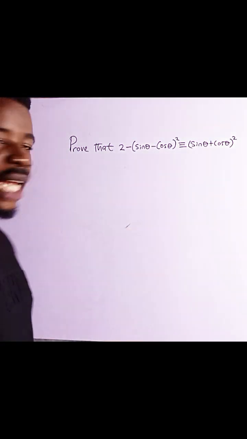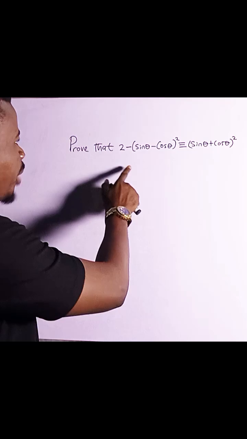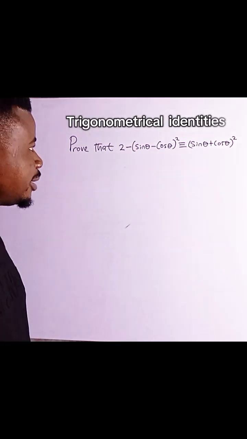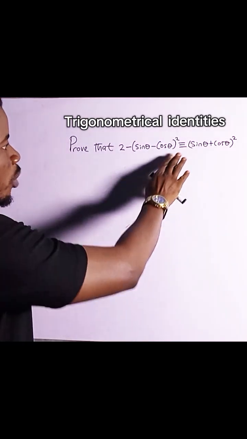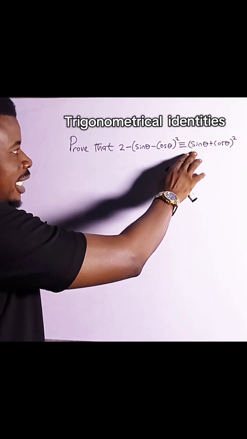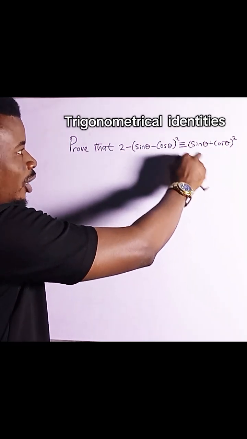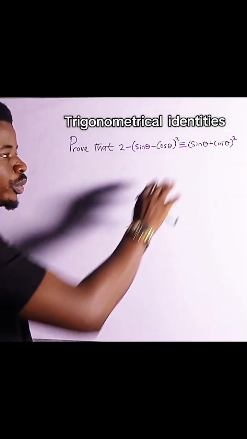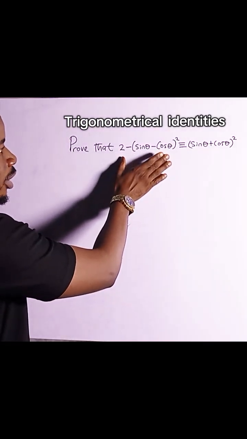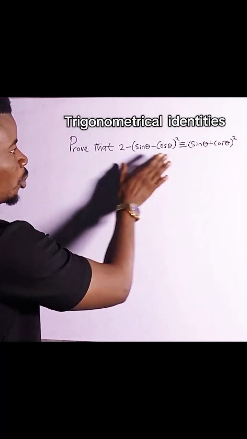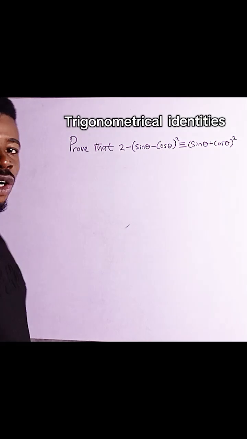So how do you prove this identity? When you have 2 minus (sine theta minus cos theta) all squared, is equivalent to what? Sine theta plus cos theta all squared. Now how do you prove this identity? So now our focus is to actually solve this to look like this. So we'll be focusing on this expression on the right hand side.